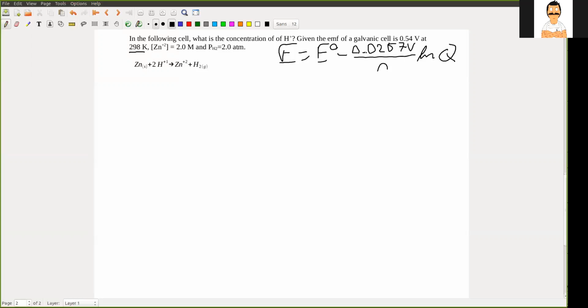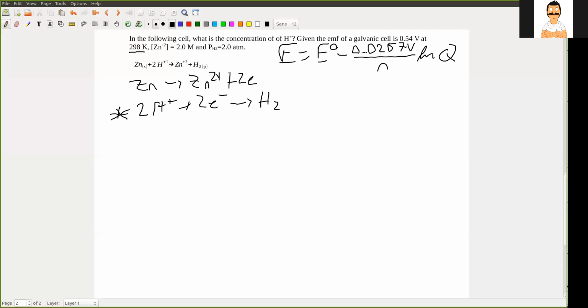That being said, the first thing we want to do, now that we have the Nernst equation written, is split up our equations into the half reactions of the anode and the cathode. So the anode is being oxidized, and the cathode is being reduced. So 2H+ plus 2 electrons yields H2 gas. Okay, so this is our equation that is the basis for the standard reduction potential.